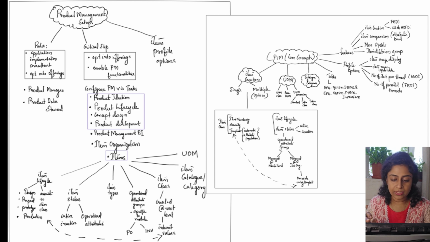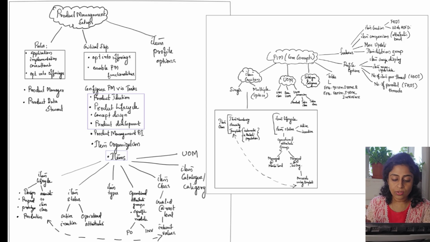Now the setup process begins. We start by opting into offerings. This is like opening the door to product management functionalities. From there, we move into configuring the functional areas such as ideas and concepts, product development, item and catalog management, and even analytics for reporting. These areas support a specific stage of the product lifecycle.